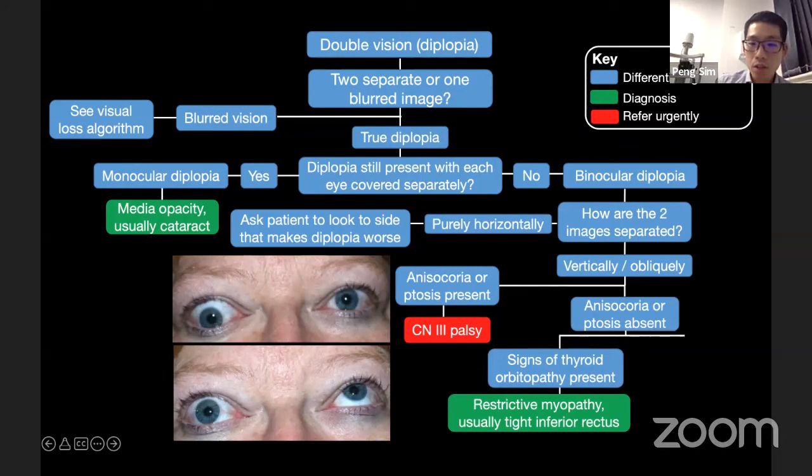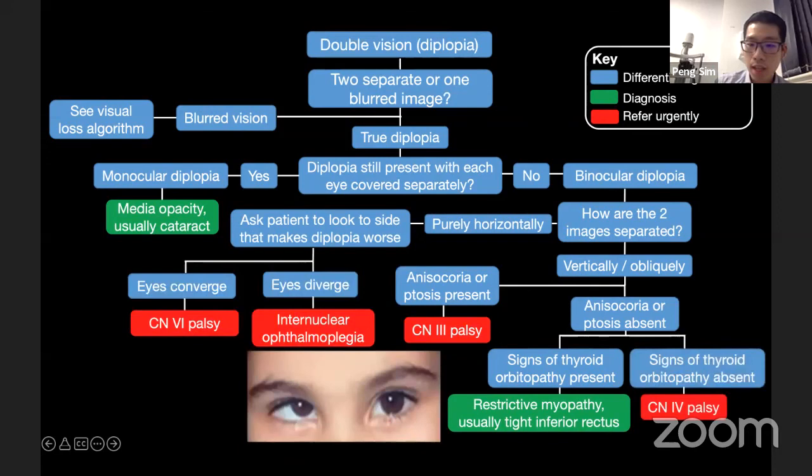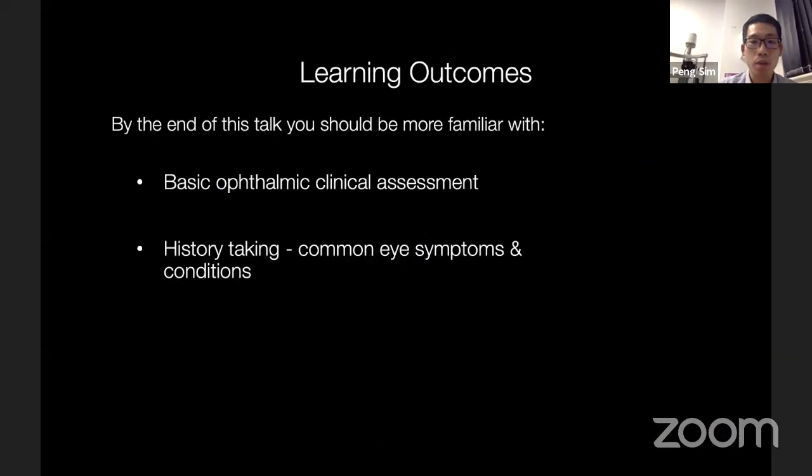So the last condition here, I think Amy has mentioned this, is cranial nerve 4 palsy. And this is usually a diagnosis of exclusion. So if you've excluded everything and the patient is still complaining of vertical double vision, then think about cranial nerve 4 palsy. So I think that's it.